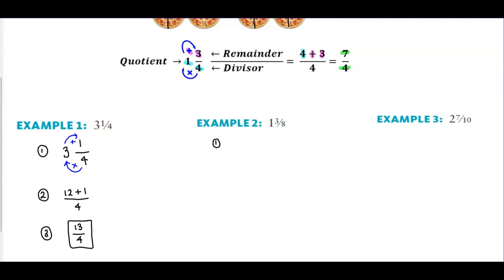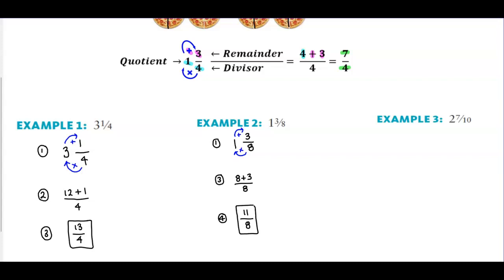Okay, let's take a look at the mixed number 1 and 3/8. So again, the first thing we're going to do is take this denominator and multiply it by the number 1. And then we're going to take that number and add 3. So again, we know that 8 times 1 is 8. And then we're going to add the 3 and put that over the denominator, which is 8. So therefore, 8 plus 3 is 11 over 8. And now it is an improper fraction.